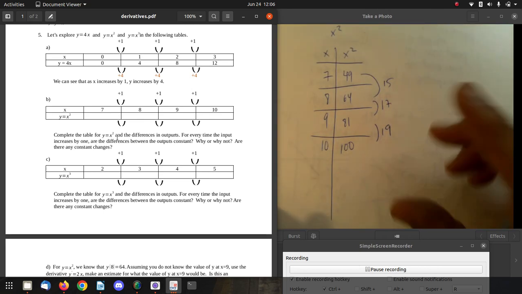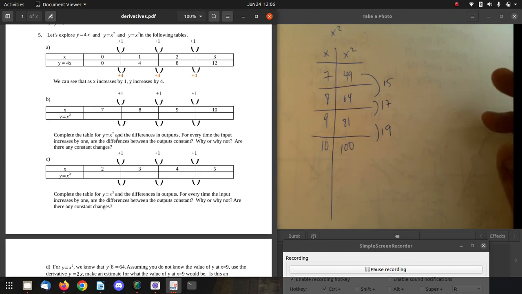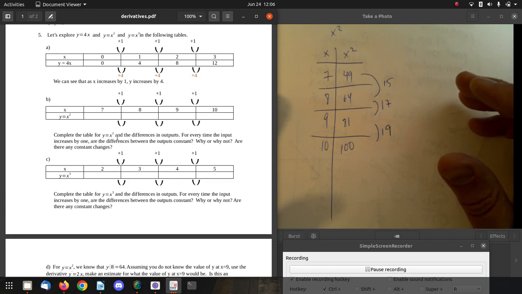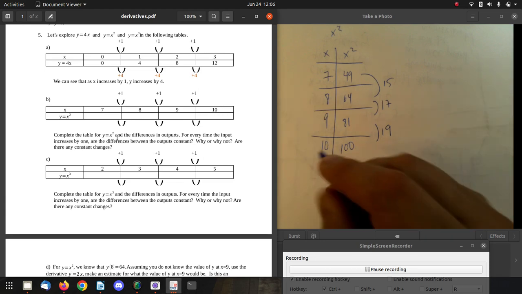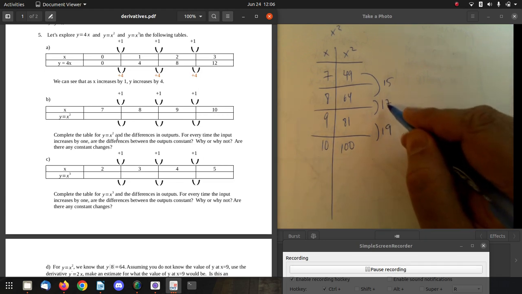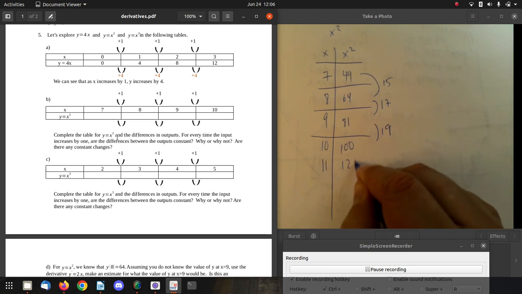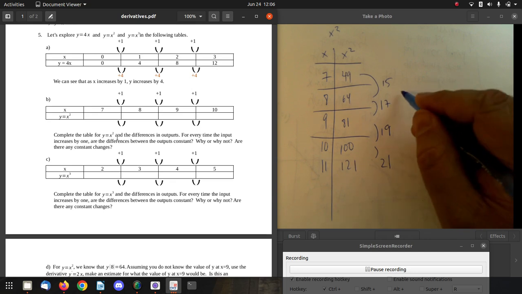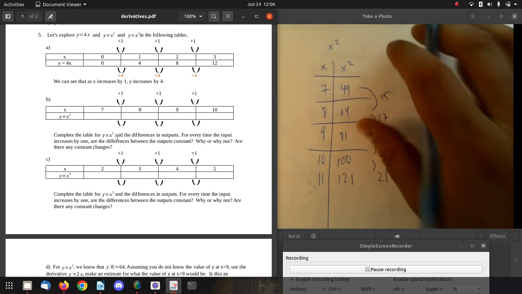Okay, so the first answer is, are the differences between the outputs constant? And the answer is no. Okay, they're clearly not constant. And you can probably predict, look, 15, 17, 19, 21. Check that out. Okay, but look at what happens.